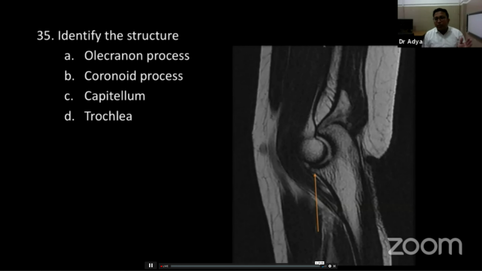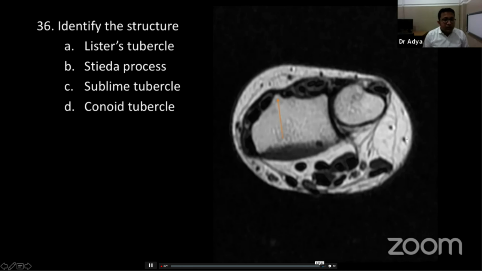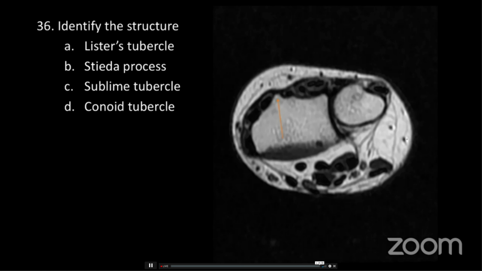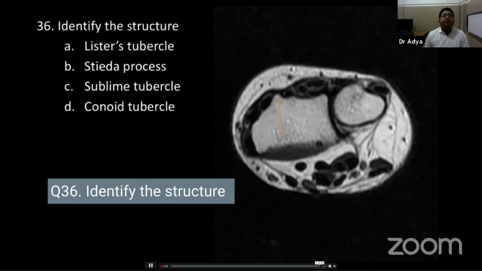Now 36, identify the structure, whether it is A, Lister's tubercle, B, styloid process, C, sublime tubercle, D, coronoid tubercle. Same options as the previous question. We are live, sir. I'm ending the poll, sir. Yes. So 100% of people are saying it's option A, Lister's tubercle.